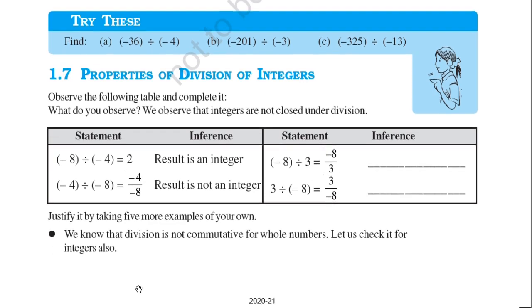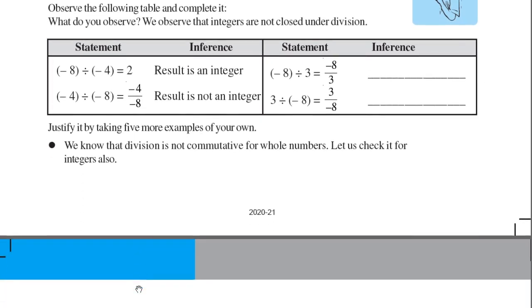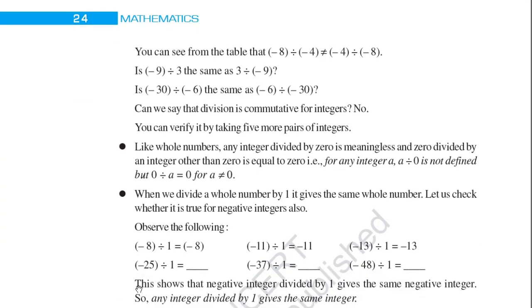We know that division is not commutative for whole numbers. Let us check for integers also. You can see from the table that minus 8 divided by minus 4 is not equal to minus 4 divided by minus 8, because it is not like that. It will become 1 by 2, and here it will be 2.